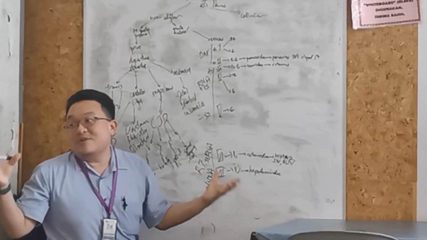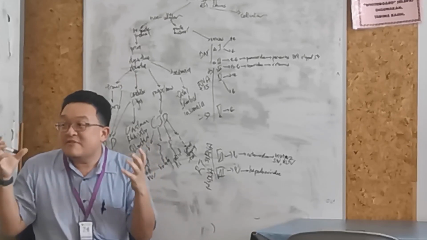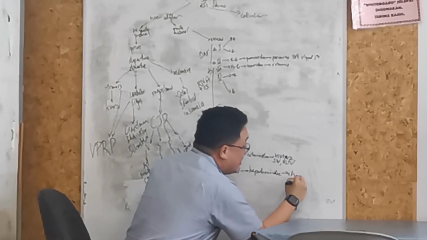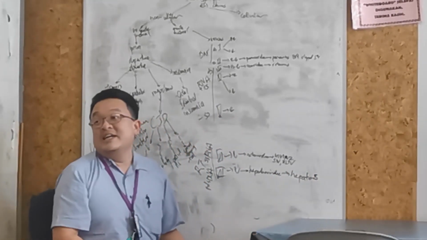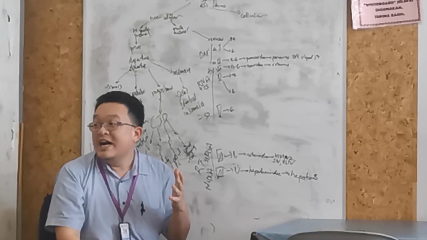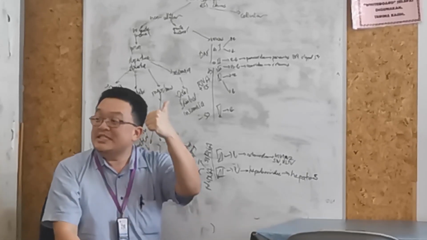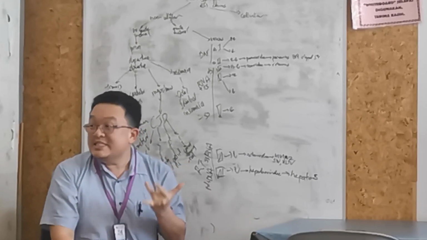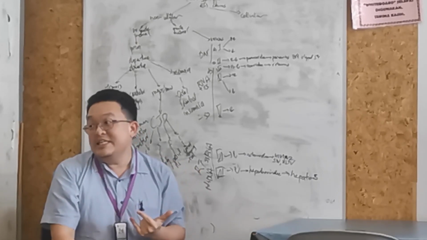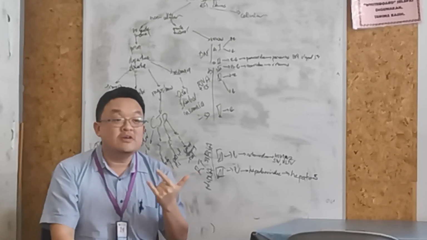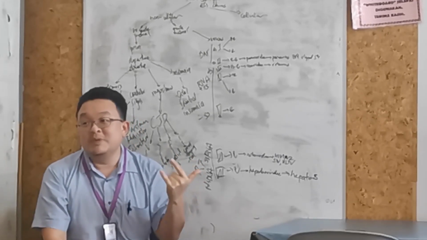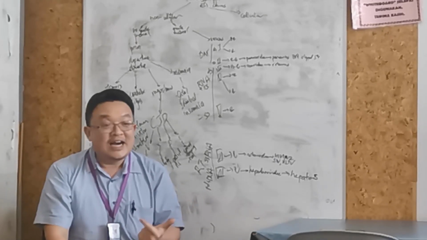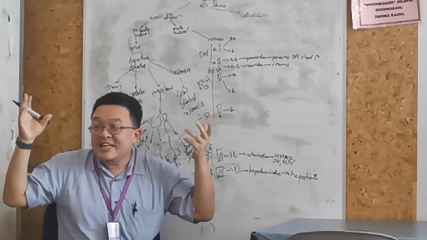The liver DNA virus, the only DNA virus that affects human beings among the hepatitis viruses, is hepatitis B. The rest are all RNA viruses. Hepatitis A is an RNA virus. Hepatitis B is a DNA virus. Hepatitis C is an RNA virus. Hepatitis D is an RNA virus, or some people call it a viroid because you need co-infection with hepatitis B. Hepatitis E is an RNA virus.